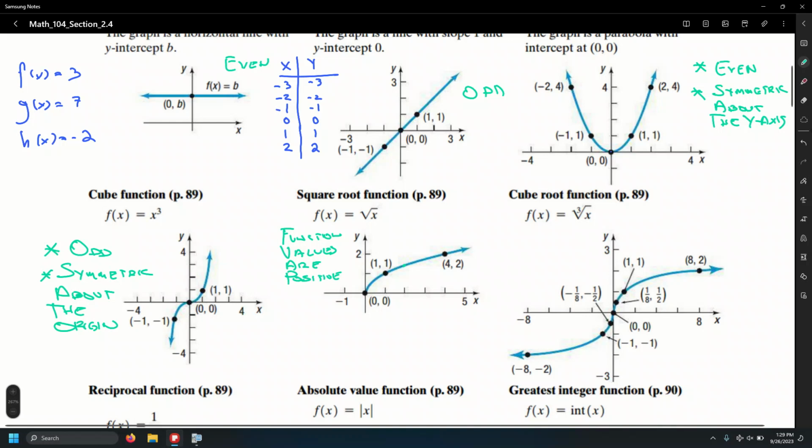What else? Even, odd, neither even nor odd. It is a function, but it would be neither even nor odd, right? There's no symmetry. I mean, unless we had another tail right here, it would be symmetric about the y-axis, and therefore it would be even, right? Or if we had this tail like this, then it would be odd, right? But it's not the case. So in this case, neither even nor odd.